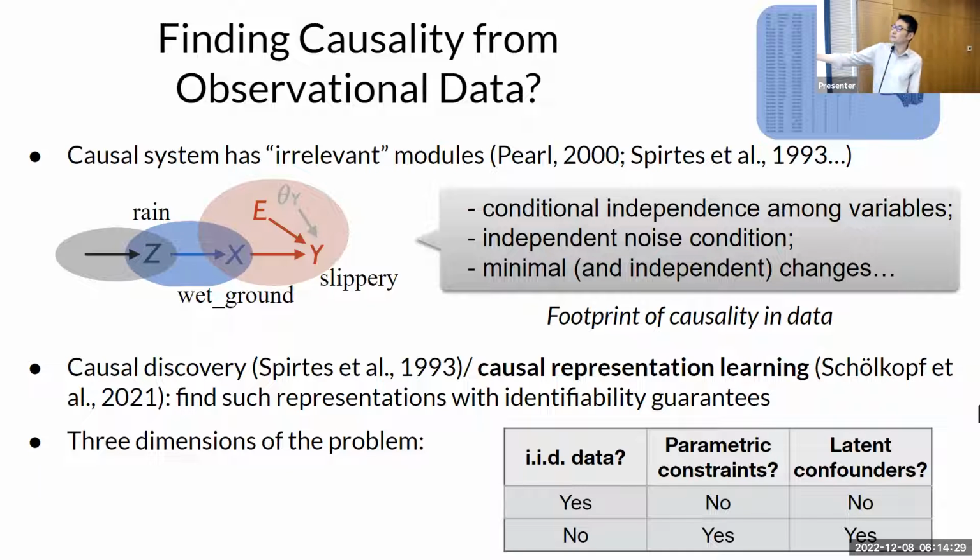Second, the system may be noisy. In addition to wet ground, there might be some other omitted, hidden factors, right? If X and Y do not have other common causes, then the noise term would be independent from X. So this is the independent noise condition. If X and Y are not confounded, or do not have other unmeasured common causes, then the noise term in the causal mechanism will be independent from the cause X.